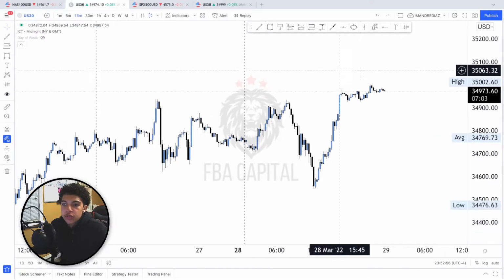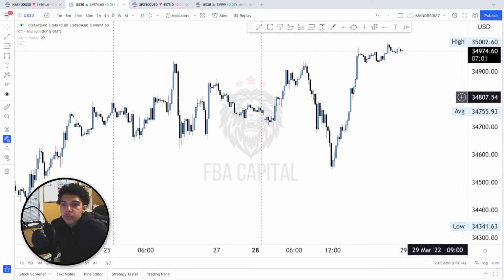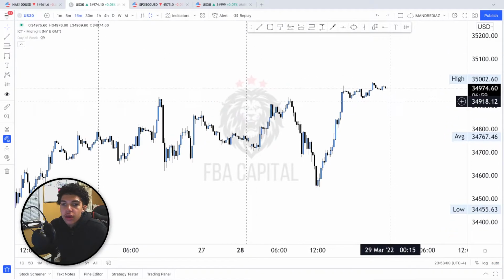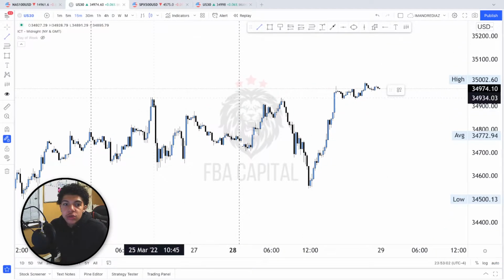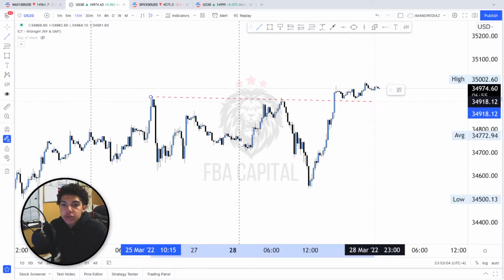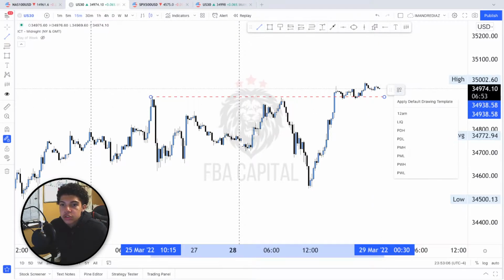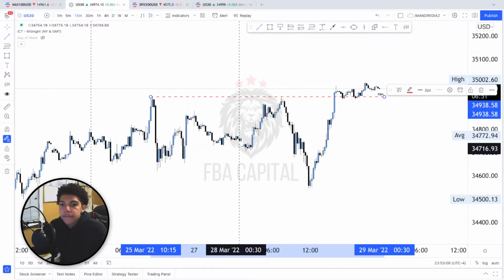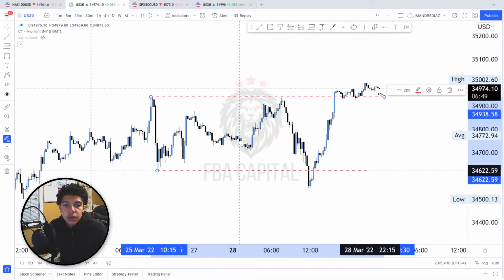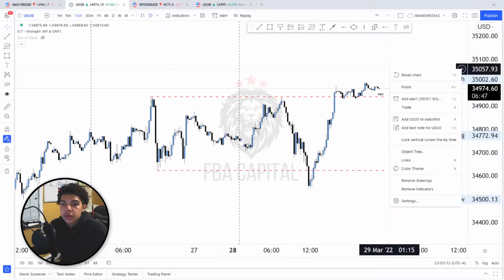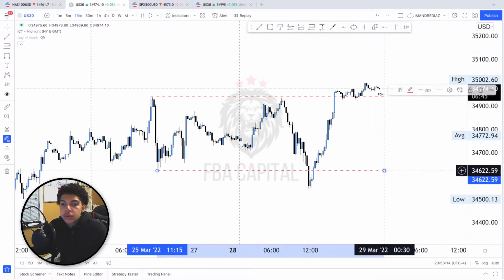So first thing we're going to do is start off by doing our overall 3-point outline that I always like to do. I like to mark up the previous day's highs and previous day's lows. So we're going to start off with that. Previous day's high, and we got the previous day's low right here.